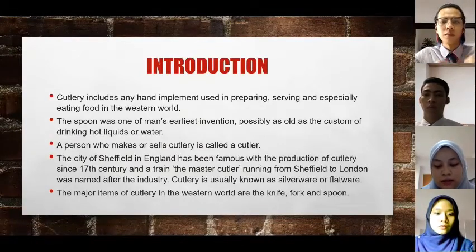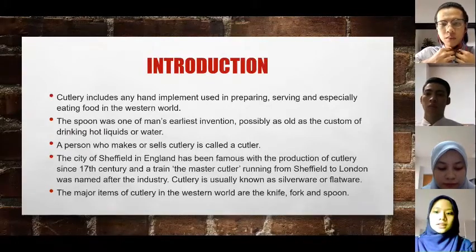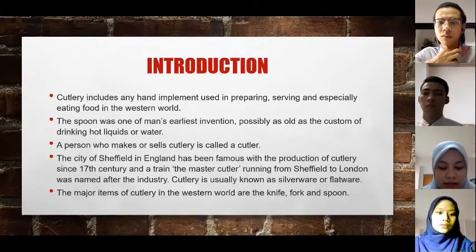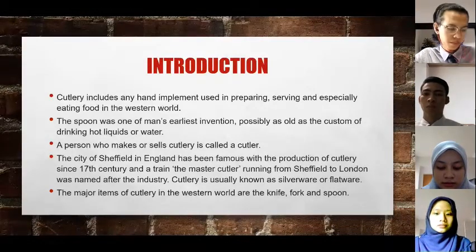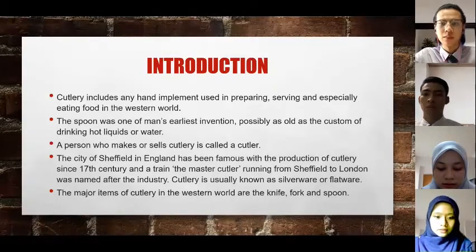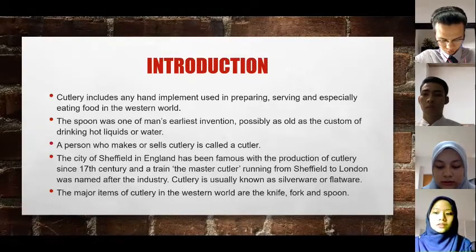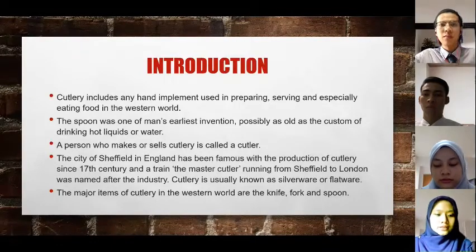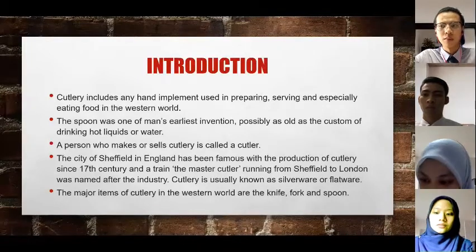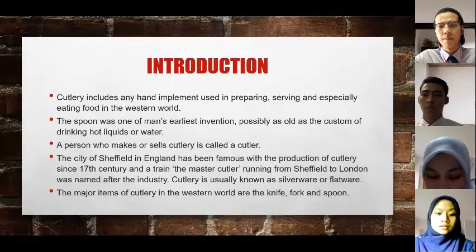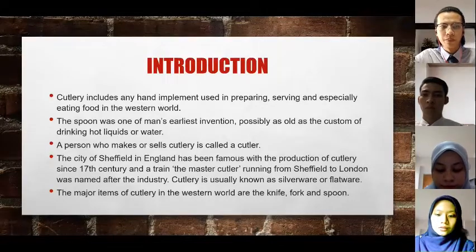The spoon was one of man's earliest inventions, possibly as old as the custom of drinking hot liquids or water. A person who makes or sells cutlery is called a cutler. The city of Sheffield in England has been famous for the production of cutlery since the 17th century, and a train, the Master Cutler, running from Sheffield to London was named after the industry. Cutlery is usually known as silverware or flatware. And lastly, the major items of cutlery in the Western world are the knife, fork, and spoon.